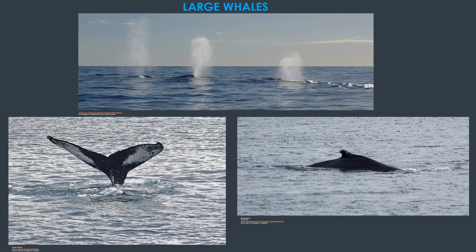Large whales tend to move more slowly through the water, often exposing only their backs, then their tails as they dive. They expel large blows of air and water.